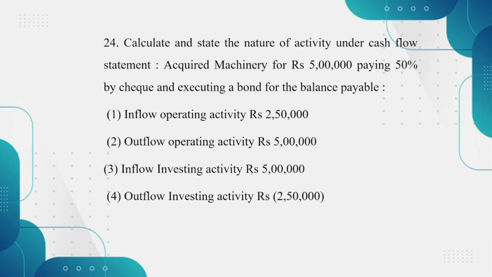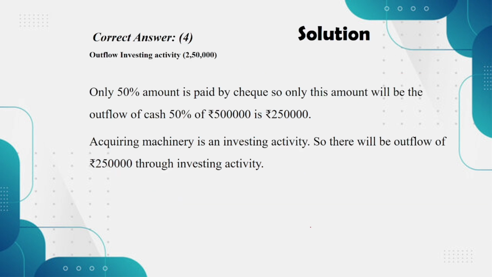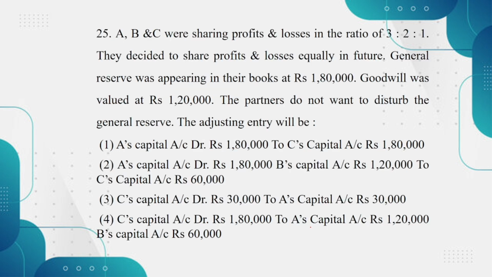Calculate and state the nature of activity under cash flow statement. Acquired machinery of 5 lakh by paying 50% by cheque, and executing a bond for the balance. When we issue bond, there is no inflow or outflow, but when we pay by cheque, there is definitely cash outflow from investing activity, and that also not the full amount, only 50% of 5 lakh, 2 lakh 50. So the answer is 4. Outflow from investing activity 2 lakh 50.